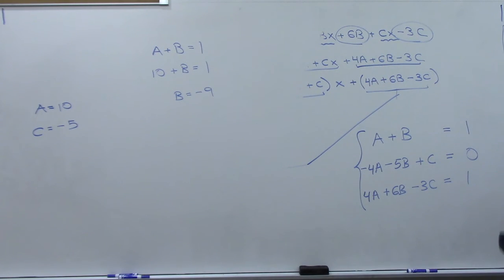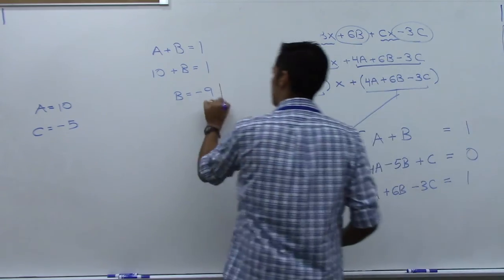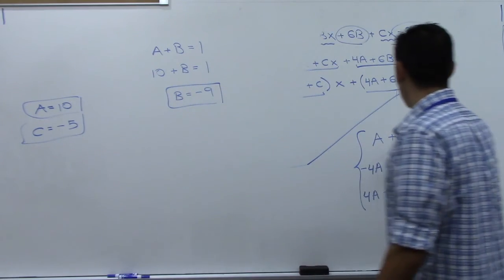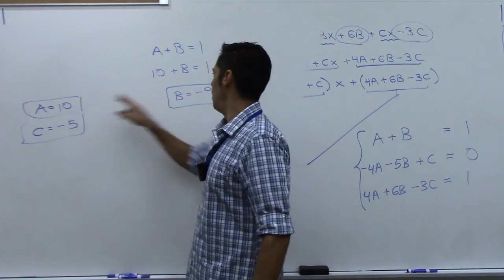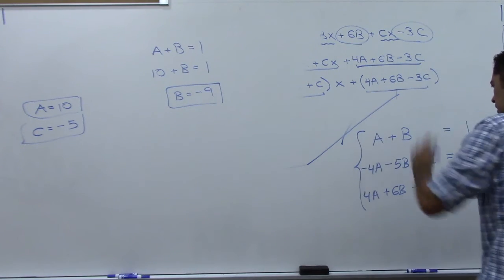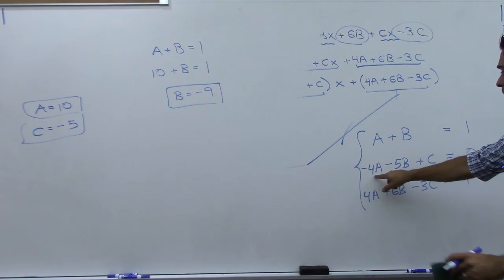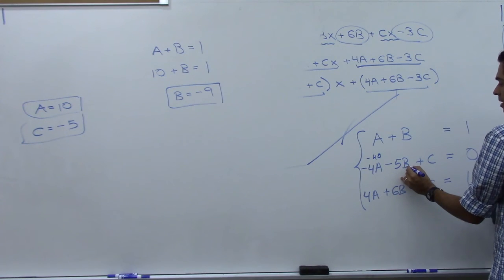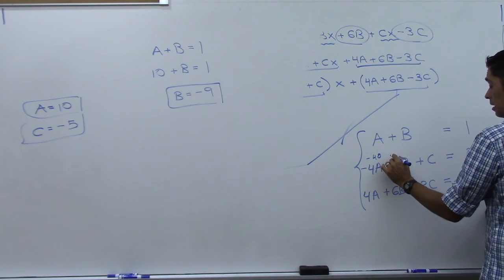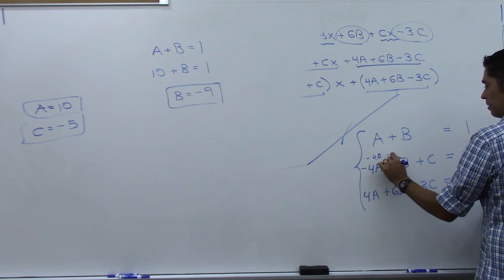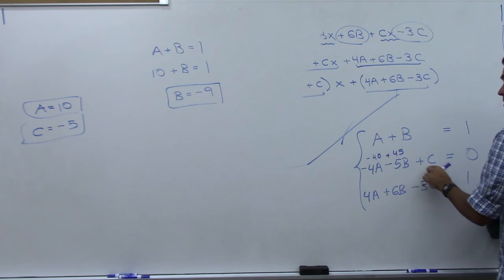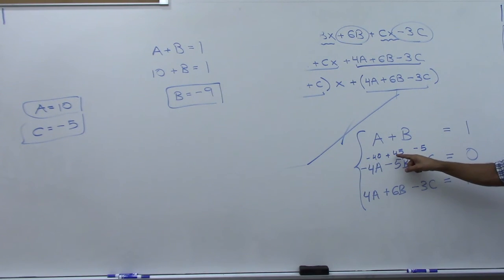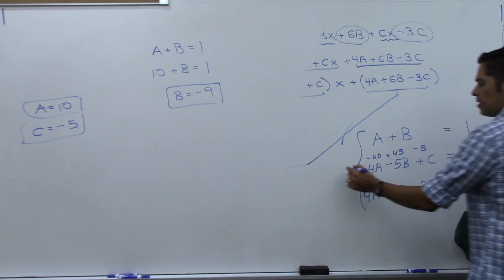But let's just check this, okay? Let's just see if this is A, B, and C, if all three of those equations are satisfied. So first of all, A plus B is 1. Well, 10 plus negative 9 is 1. That's true. So that's good. How about this one? Negative 4 times A would be negative 40. Negative 5 times B, but B is negative 9. Negative 5 times negative 9, what is that? Oh, I can't do simple math right now. Plus 45. Plus C, C is negative 5. And look at that. Negative 40 plus 45 is 5. Take away 5, we get 0. So the second equation checks.